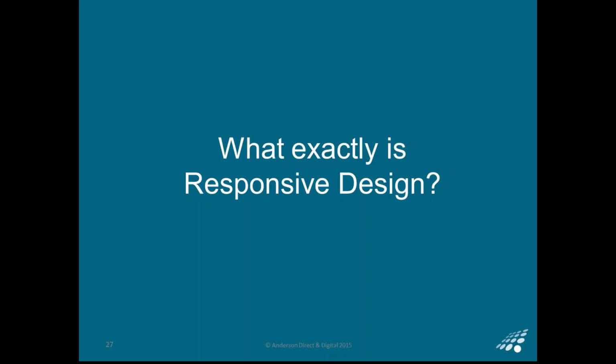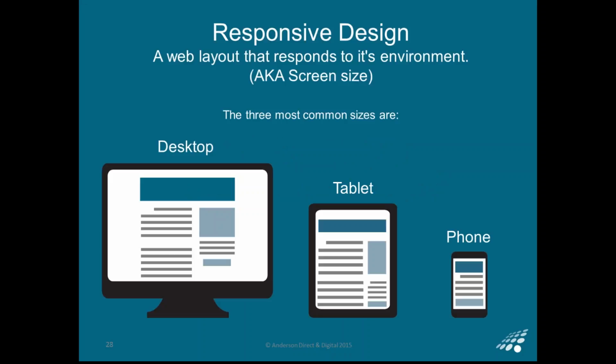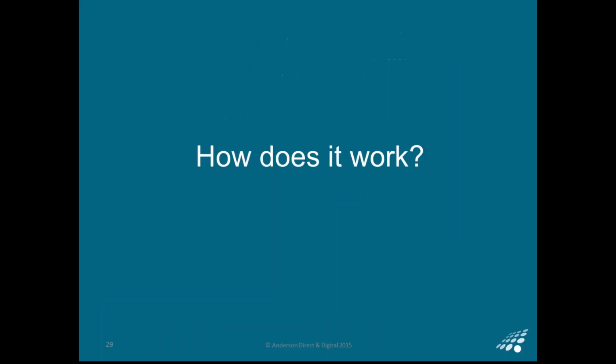Okay, so now we're getting to what exactly is responsive design. I'm not going to get too technical, and I'm going to explain this, and hopefully those of you who have a little bit of knowledge still walk away with some information that is useful. So responsive design is a web layout that responds to its environment. Environment meaning the screen size. And there are 3 most common sizes, and those are the desktop, the tablet, and the phone.